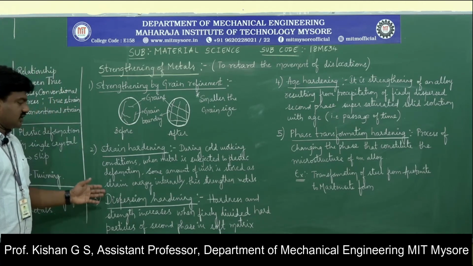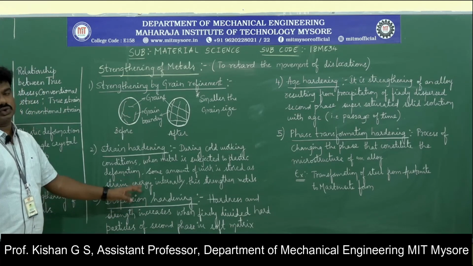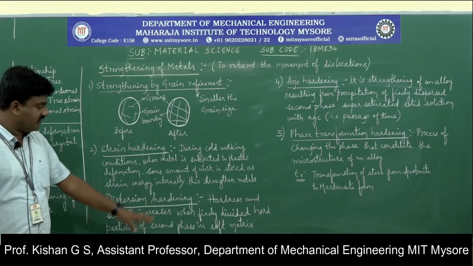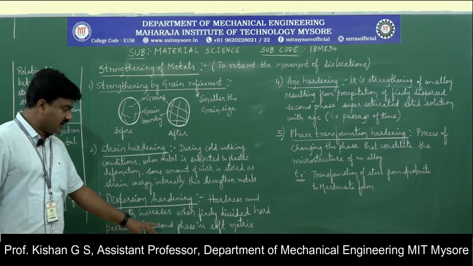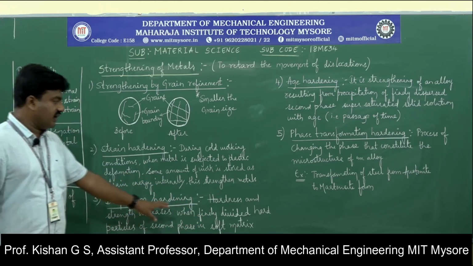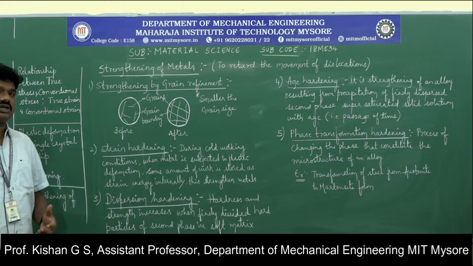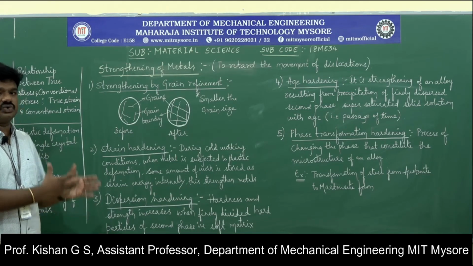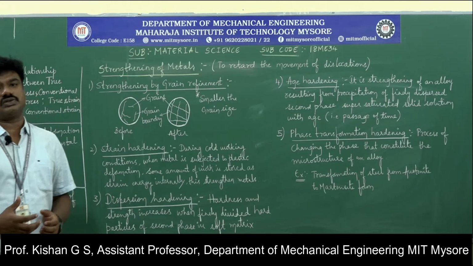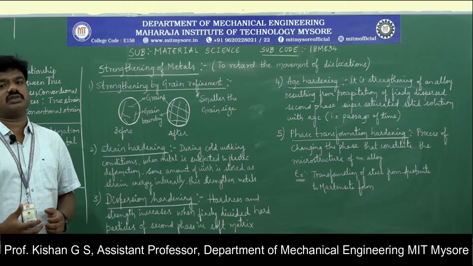The third one being dispersion hardening. As the name itself says, we can quote the method of dispersion hardening like this: hardness and strength increase when finely divided hard particles of a second phase are dispersed in a soft matrix. That is to say, when the finely divided hard particles of metal 1 are dispersed in the soft matrix, it increases the internal strength and hardness of the material, thereby reducing the movement of dislocation and increasing the strength of the material.